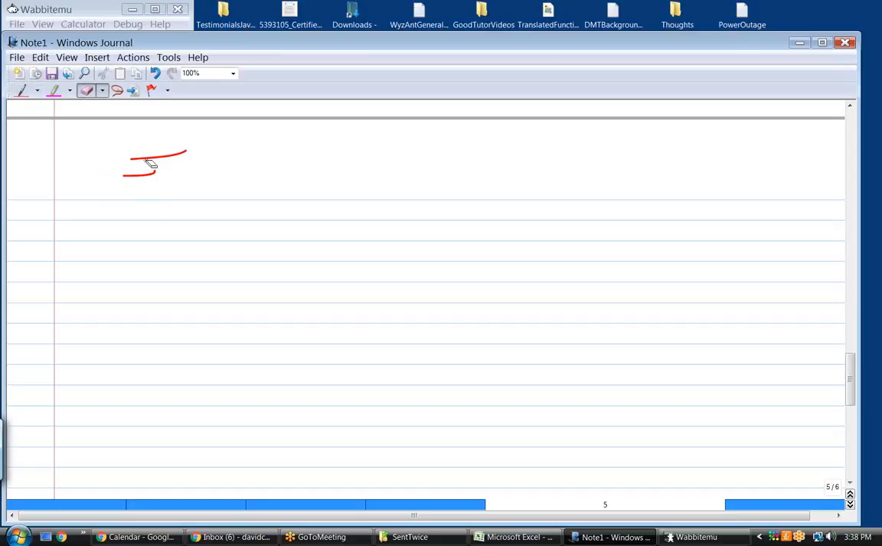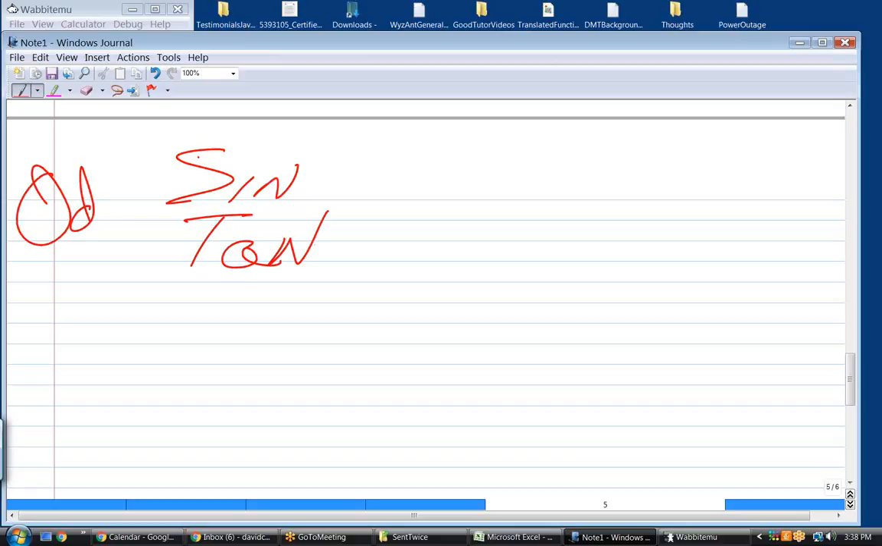Let's start with odd functions. Sine and tangent are both odd. And what that means is the sine of negative x is equal to minus the sine of x.